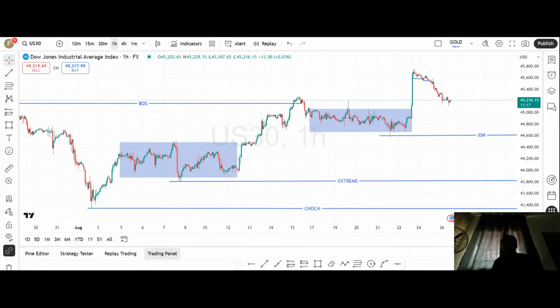So I will share my screen with gold now. I will share my screen with gold, so I'll show you guys what I'm expecting on gold.